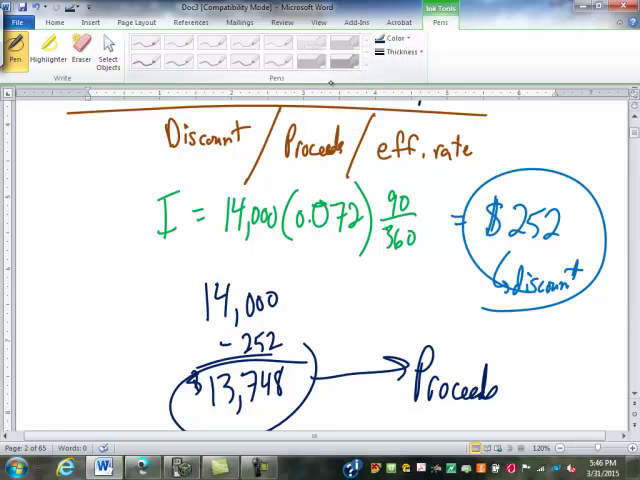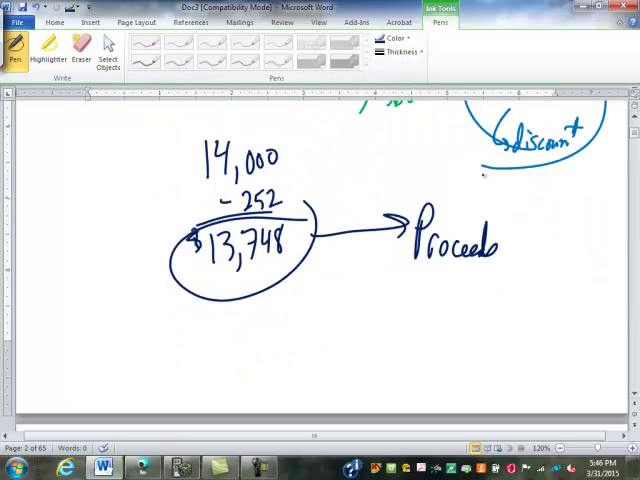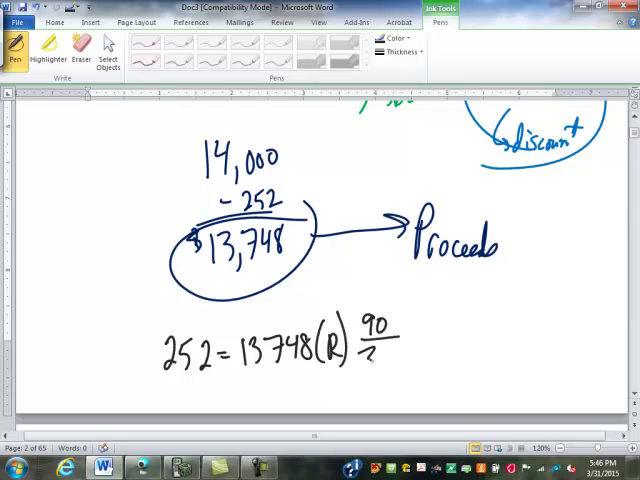And then, perfect. We put it back into the I equals PRT formula to find an effective rate. Anybody have a question on where any of these numbers came from in here? The 252 is just the discount we calculated up here, that interest amount. The 13,748 is just our proceeds here. And the 90 over 360 is just our time from the original problem. And we're looking for a new rate, or a real rate, or an effective rate.